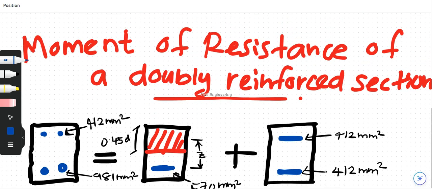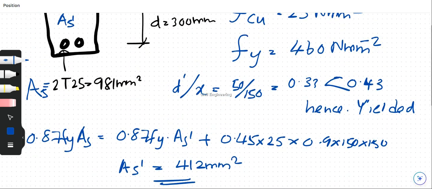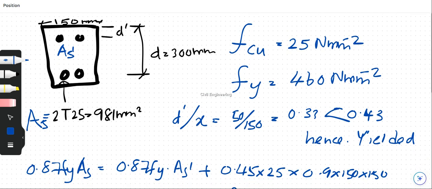In this video, my main target is to discuss how the moment of resistance of a doubly reinforced section behaves. Before that, I will explain what I explained in my previous video. This is about how to calculate the required reinforcement for the compression and how we can calculate the moment of resistance.